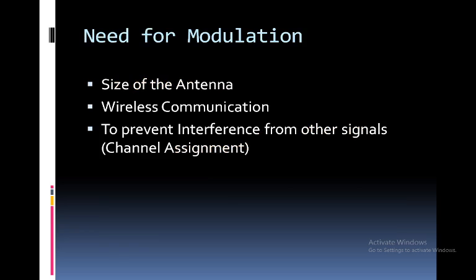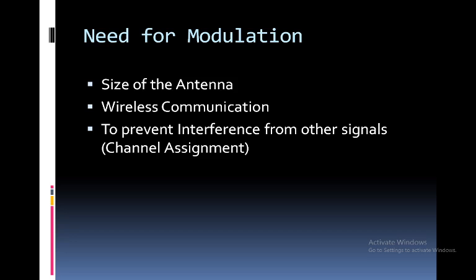We can simply narrow this to 3 points. Each of these can be further broken down, but 3 is okay for us. One is size of the antenna. If you do not modulate our signal, the antenna will be excessively too long and this will not be feasible. Another thing is, without modulation, there is no wireless communication.